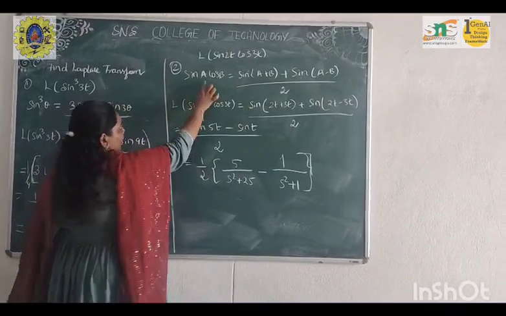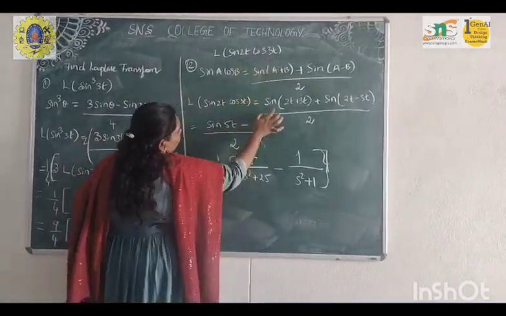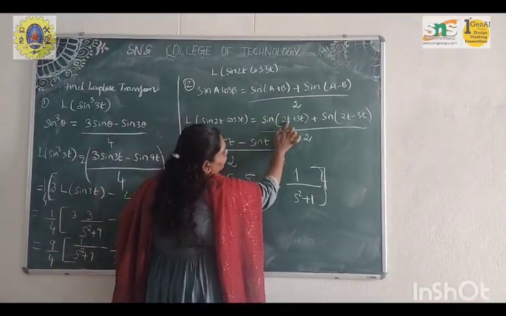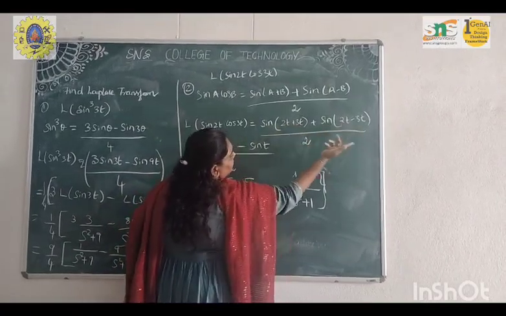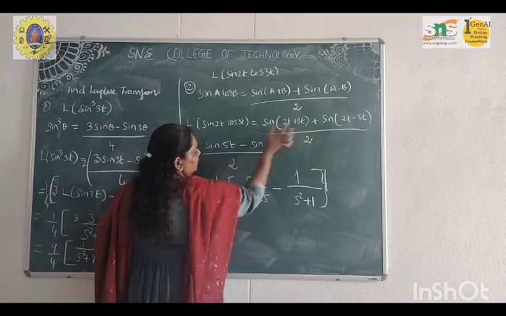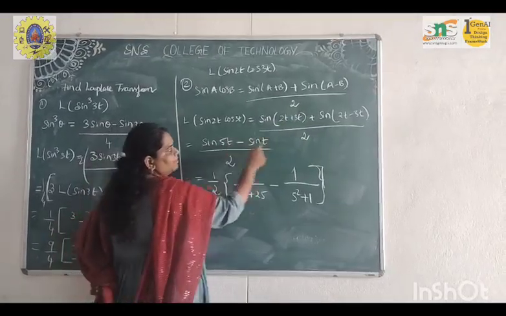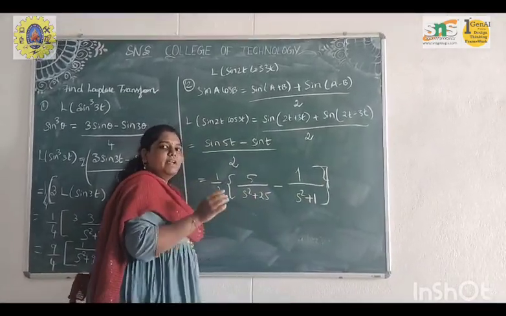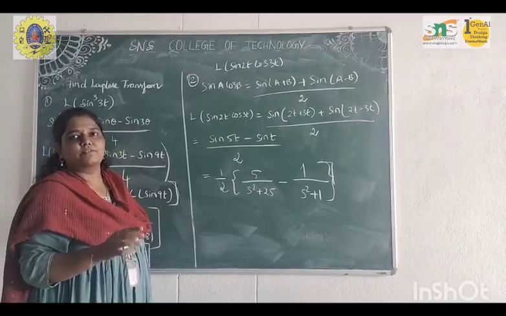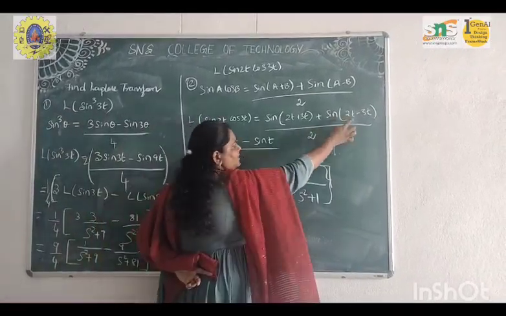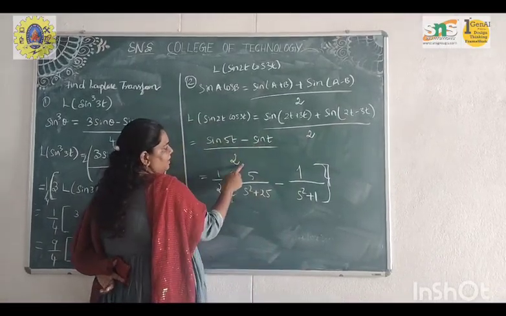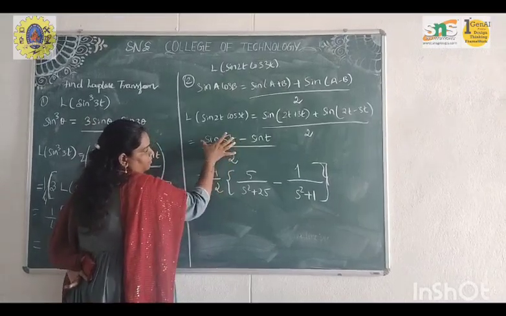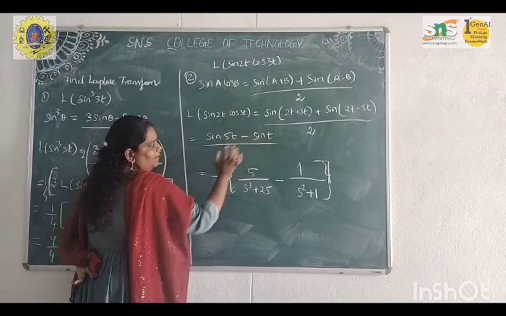So by applying A as 2t and B as 3t in this formula, we will get sin 2t into cos 3t, which is equal to sin(2t plus 3t) plus sin(2t minus 3t) divided by 2. So 2t plus 3t implies 5t. Then 2t minus 3t implies minus t. So sin of minus t. Sin of minus theta equals minus sin theta, we all know that. So sin of minus t implies minus sin t, which is divided by 2. So we are taking 1 by 2 as a common term here: 1 by 2 into L of sin 5t minus L of sin t.